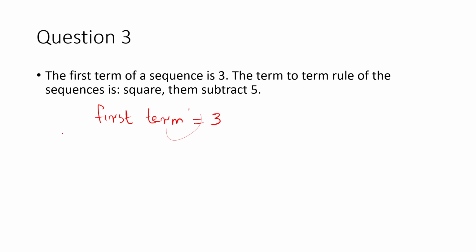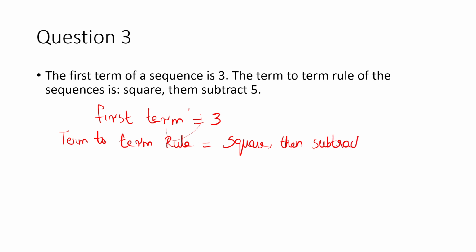3. And the term to term rule is square, then subtract 5. Okay. So how will I get the second term? The first term I have to square: 3 square, then subtract 5. So 3 square is 9. 9 minus 5, it is 4.